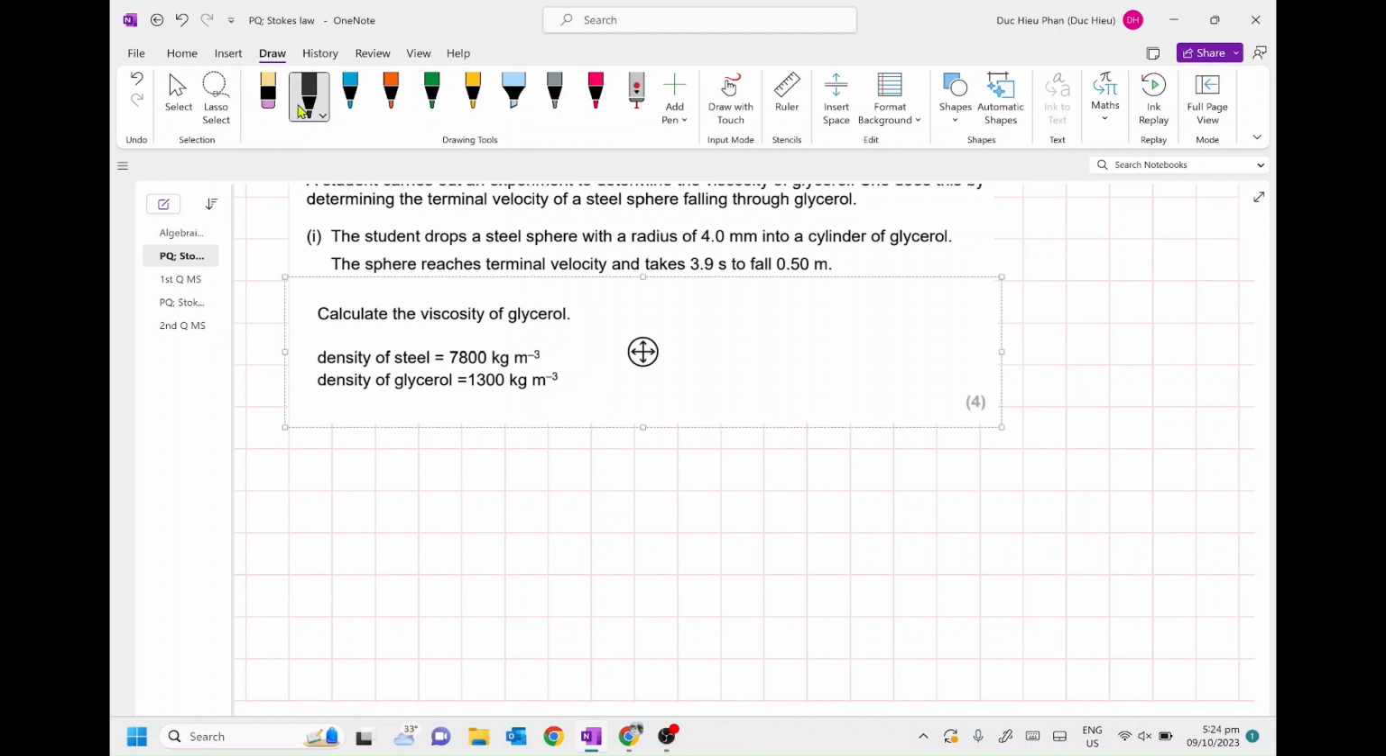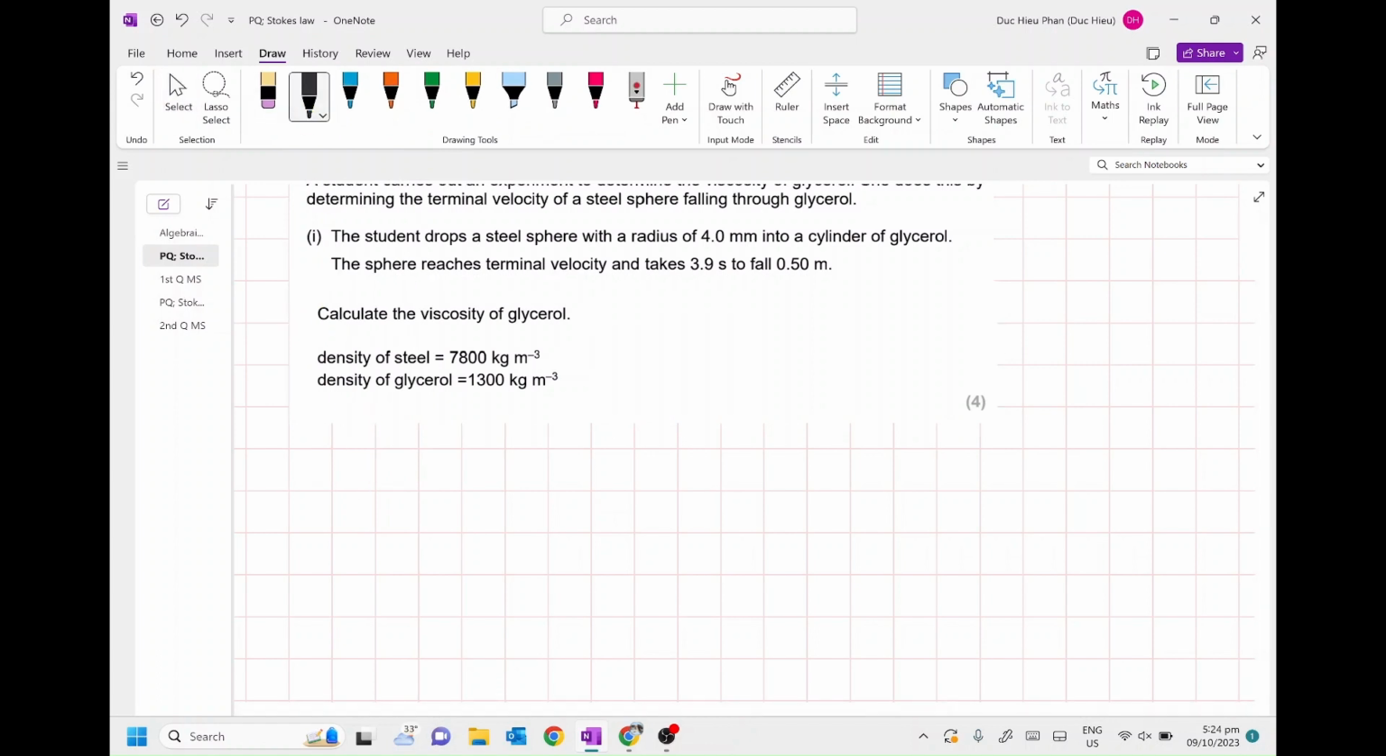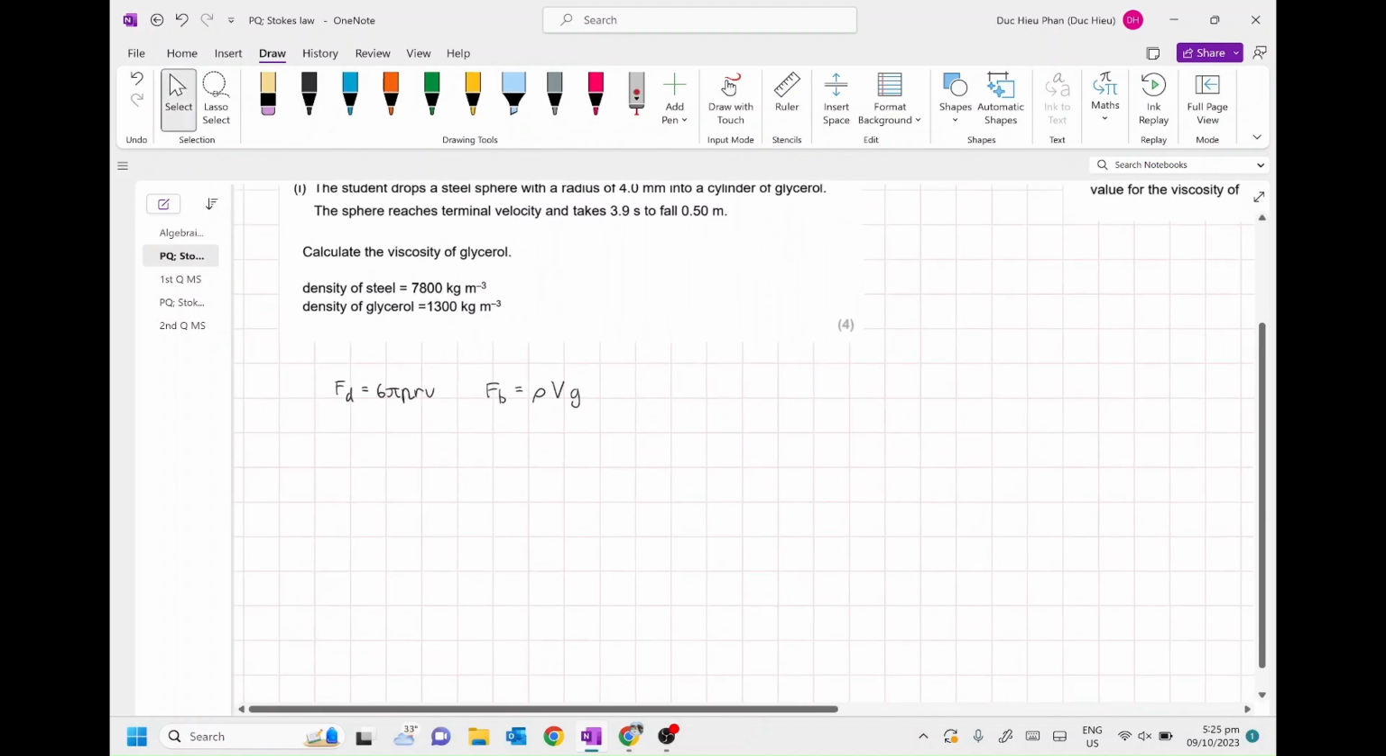First is the equation for viscous drag force, which is Fd equals 6 pi times eta times r times v. v is the velocity of the steel sphere, and we are also using the equation for the buoyancy force, which is rho, the density of the fluid, times the volume of the fluid displaced, times gravitational acceleration.